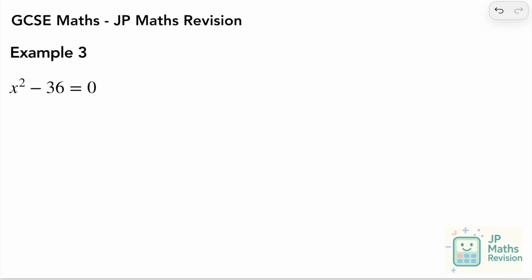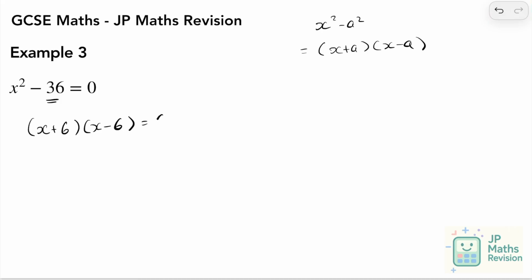So this is an example involving the difference of two squares. Again, I have another video on how to factorise the difference of two squares. But if you are unfamiliar, if we have x squared minus a squared, that is always equal to x plus a, x minus a. Because a squared in this case is 36, this is going to factorise to x plus 6, x minus 6. To make this equal to 0, x would need to be minus 6, and to make this equal to 0, x would need to be 6. So x equals minus 6 or x equals plus 6.